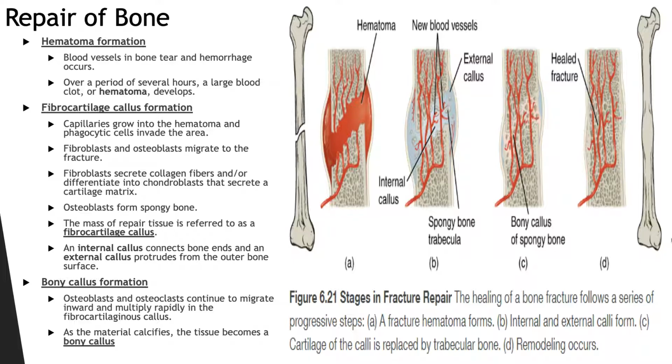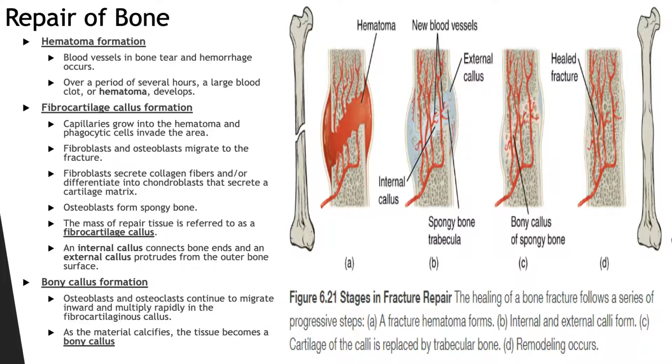After that, the fibrocartilage callus formation. Capillaries are going to grow into the hematoma, and phagocytotic cells will then invade the area. Fibroblasts and osteoblasts will then migrate to the fracture. Fibroblasts will secrete collagen fibers and or differentiate into chondroblasts that will secrete a cartilage matrix. Osteoblasts will then form spongy bone, and the massive repair tissue is going to be referred to as a fibrous callus or fibrocartilage callus. And then an internal callus connects the bone ends, and an external callus protrudes from the outer bone surface.